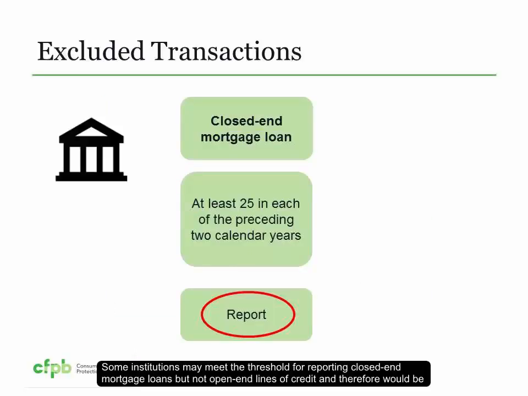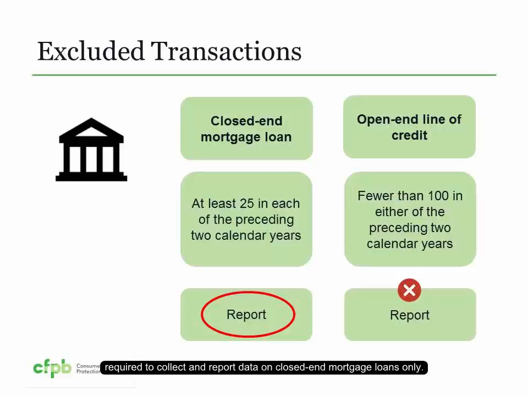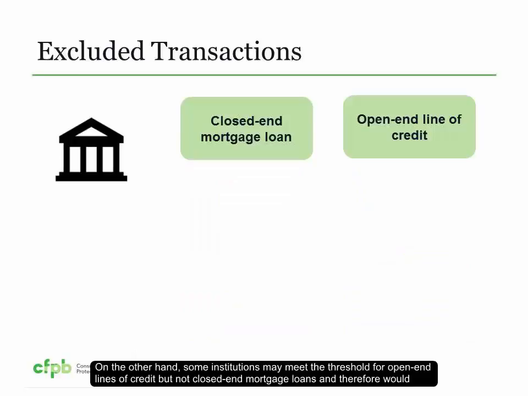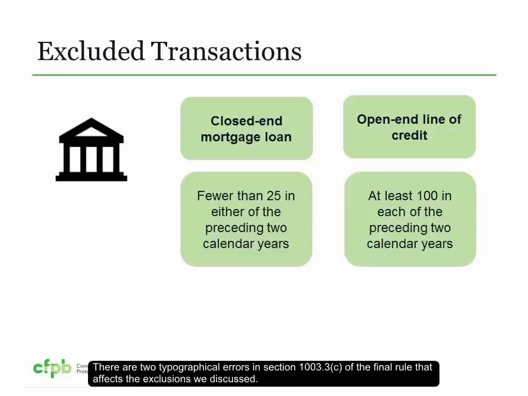Some institutions may meet the threshold for reporting closed-end mortgage loans, but not open-end lines of credit, and therefore would be required to collect and report data on closed-end mortgage loans only. On the other hand, some institutions may meet the threshold for open-end lines of credit, but not closed-end mortgage loans, and therefore would be required to collect and report data on open-end lines of credit only. There are 2 typographical errors in Section 1003.3C of the final rule that affect the exclusions we discussed.